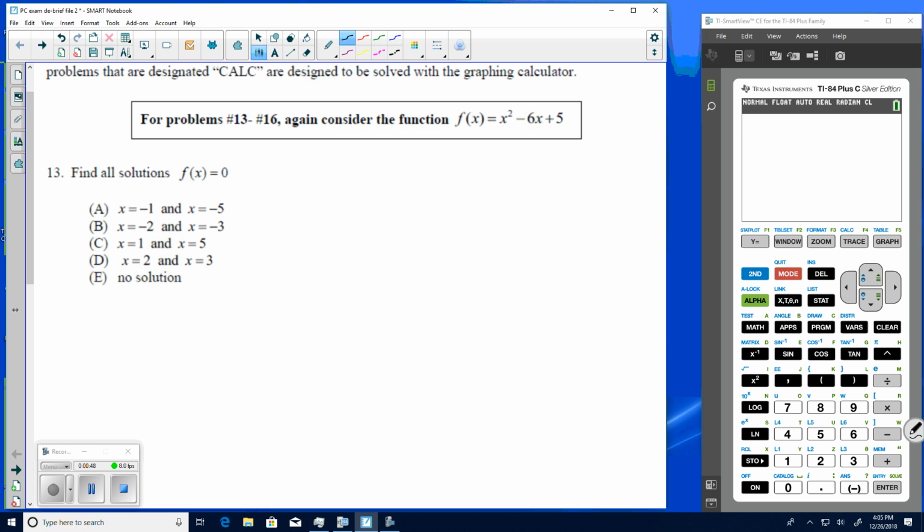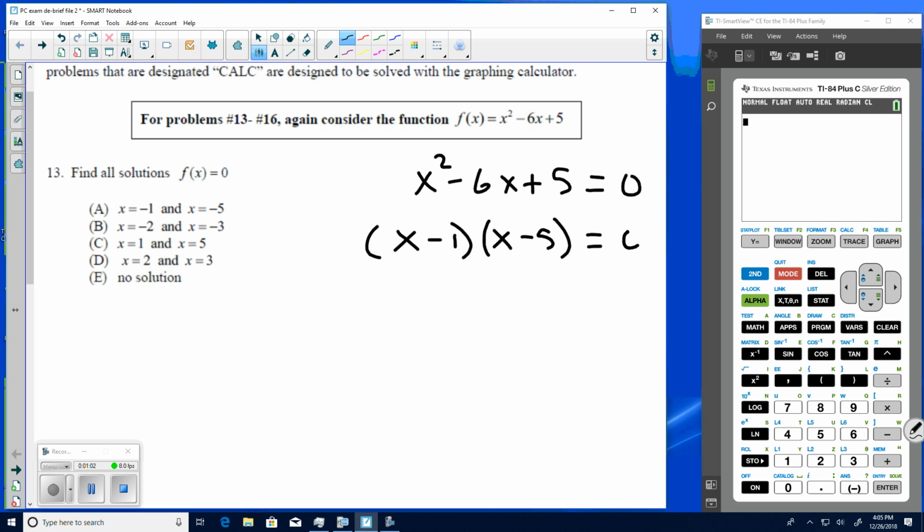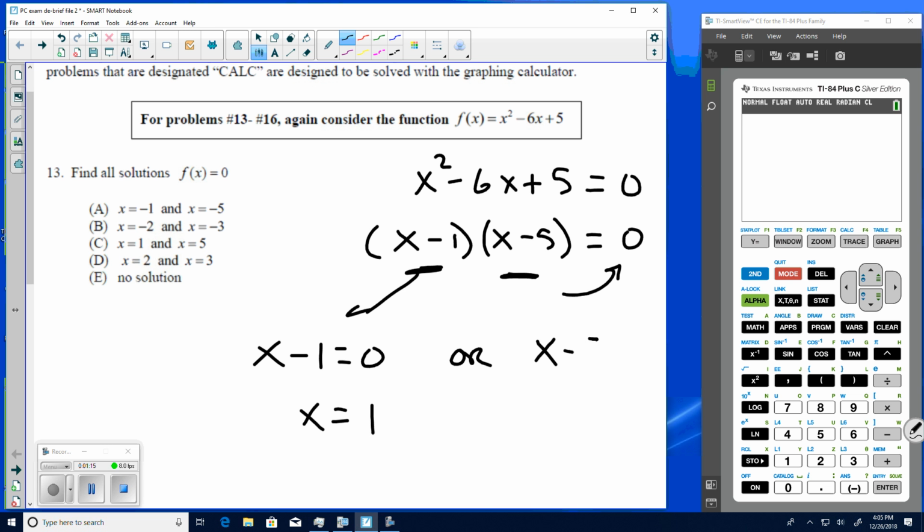We note we have x squared minus 6x plus 5, and it's supposed to be equal to 0. So this factors very nicely as (x minus 1)(x minus 5) is equal to 0. We'll use the zero product theorem. Because we have two factors whose product is 0, we can immediately say that x minus 1 must be 0, so x is 1. Or we can have x minus 5 is equal to 0, so x is equal to 5. Choice C.